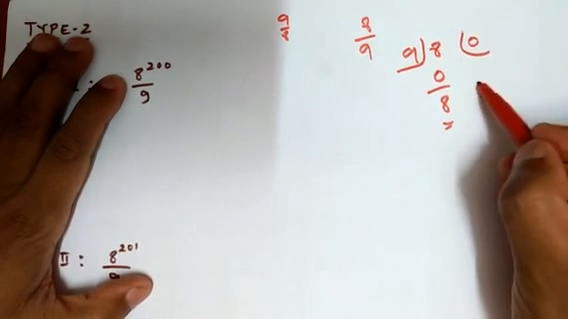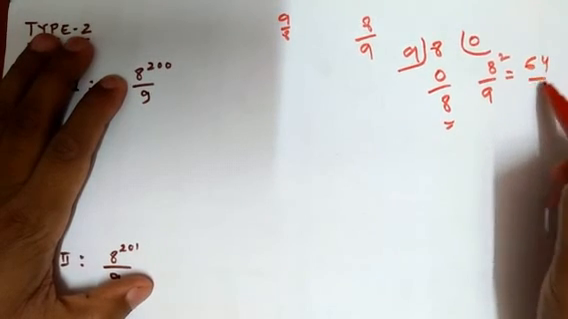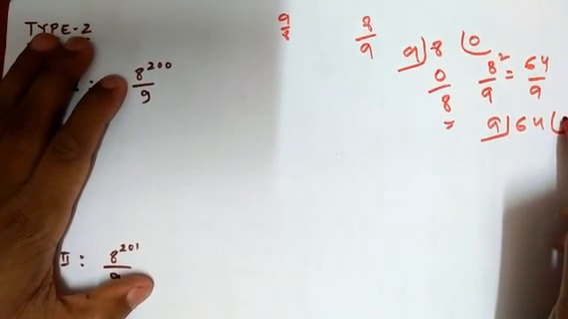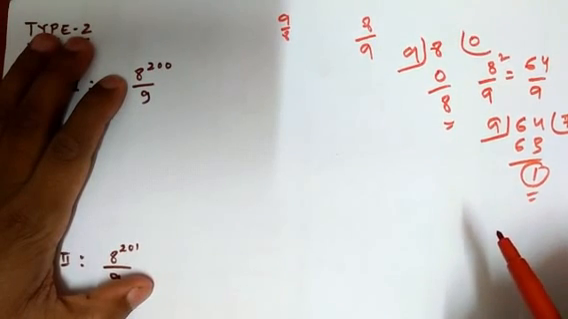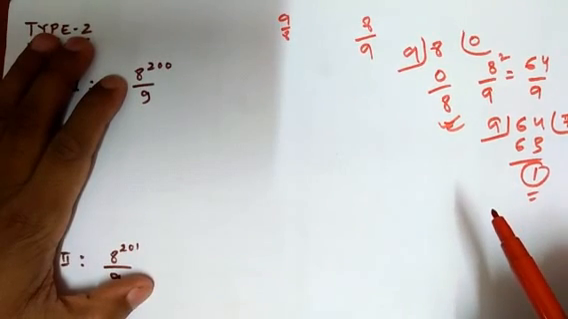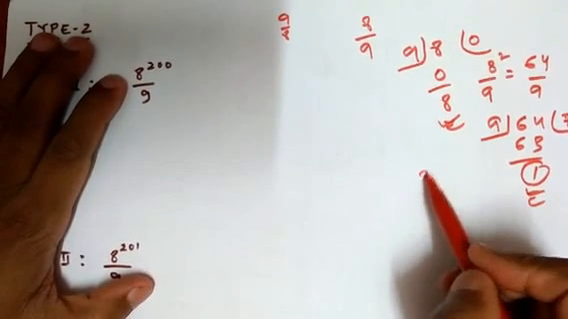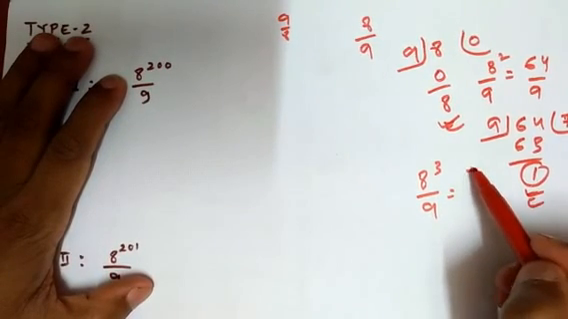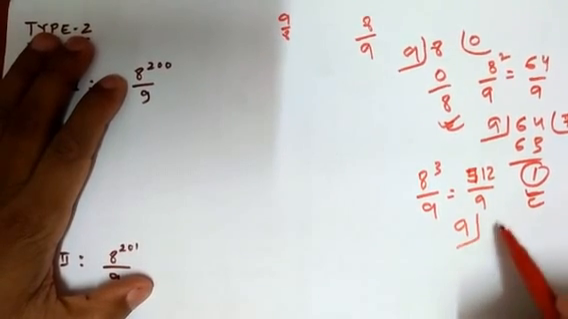8 squared is divided by 9, so 8 8s are 64, and 64 is divided by 9. 7 9s are 63, so the remainder is 1. Now just remember the remainder in the first case is 8 and in the second case it is 1. Now let's increase the power again: 8 to the power 3, that is 512, divided by 9.